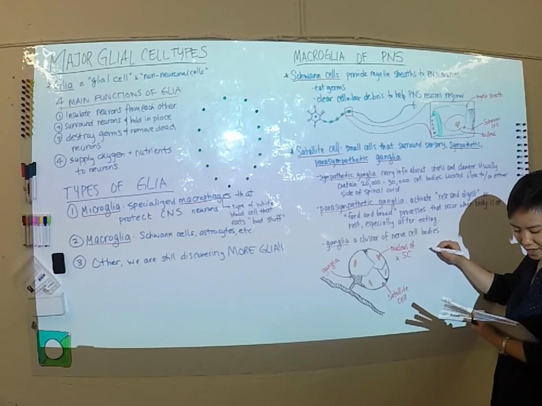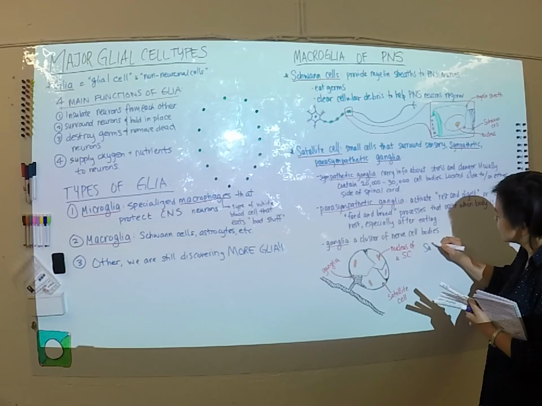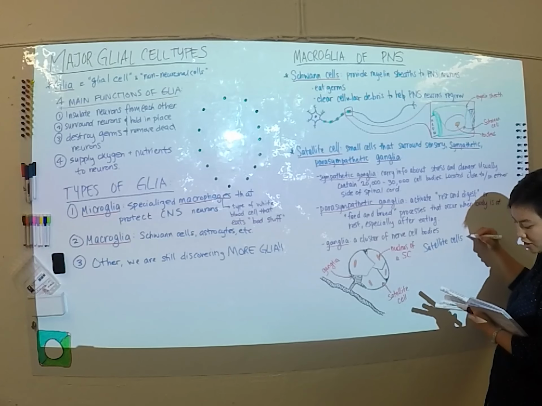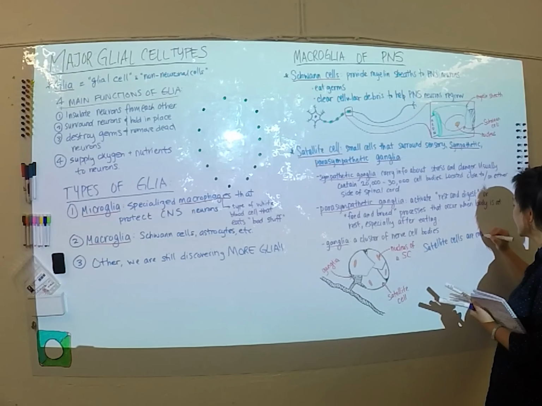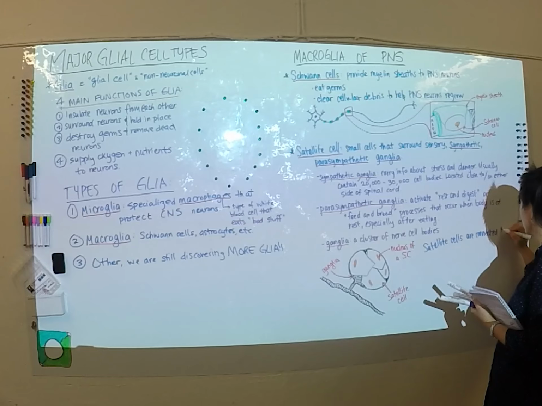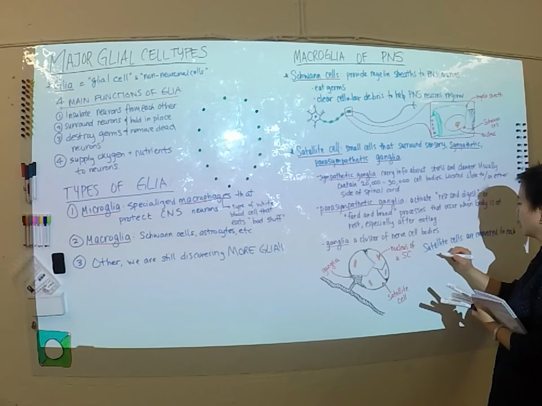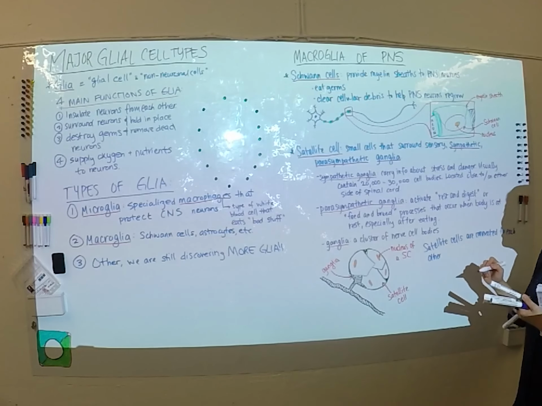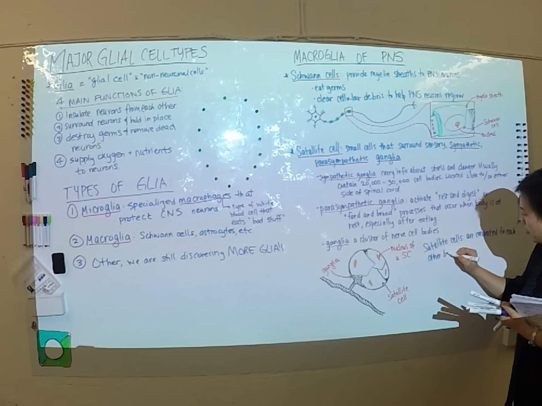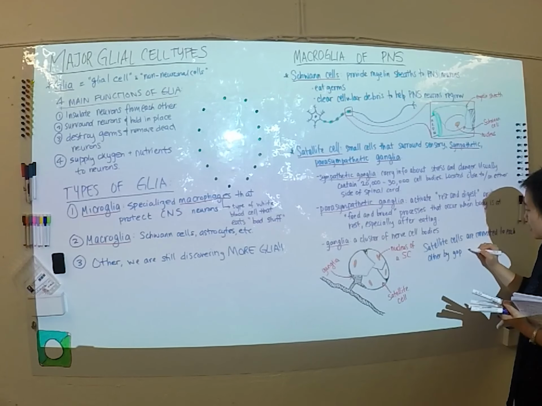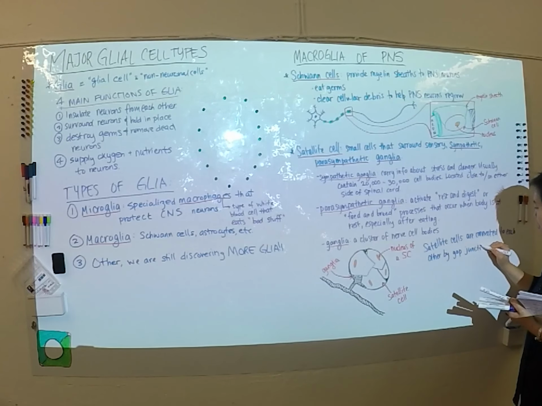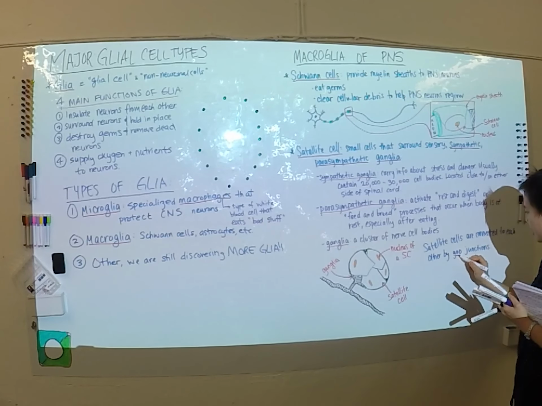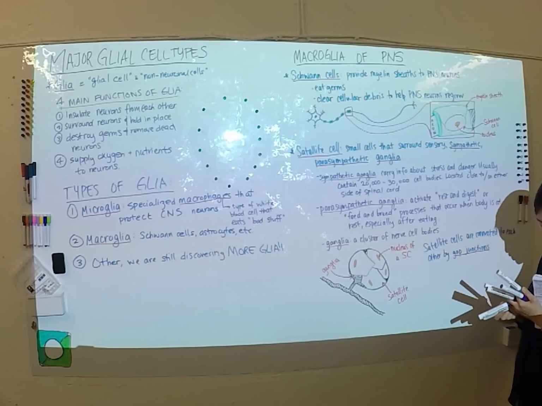So, over here, satellite cells are connected to each other by what are called gap junctions. By gap junctions. Okay, new word. We're going to underline it, and we will define it.